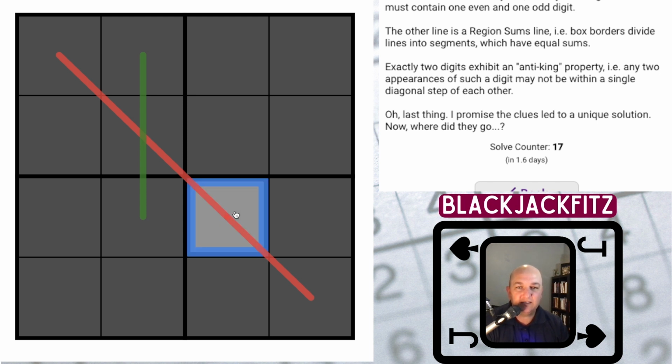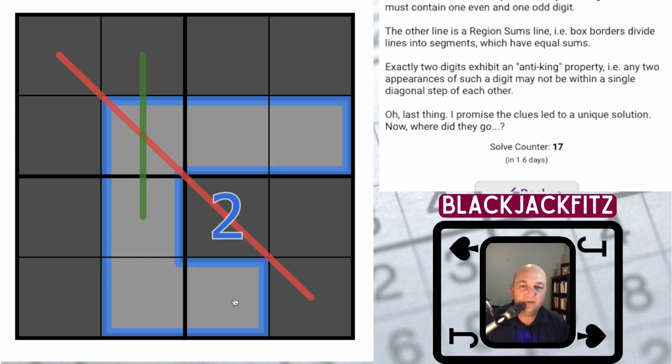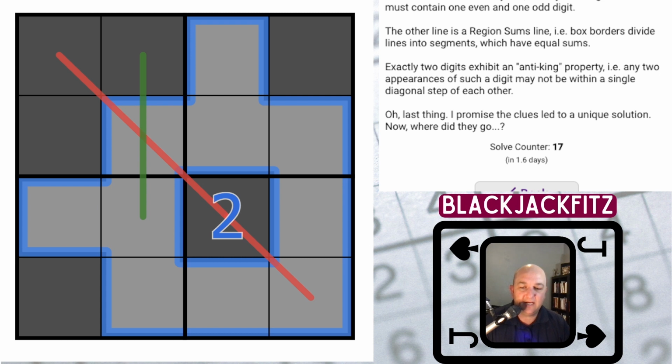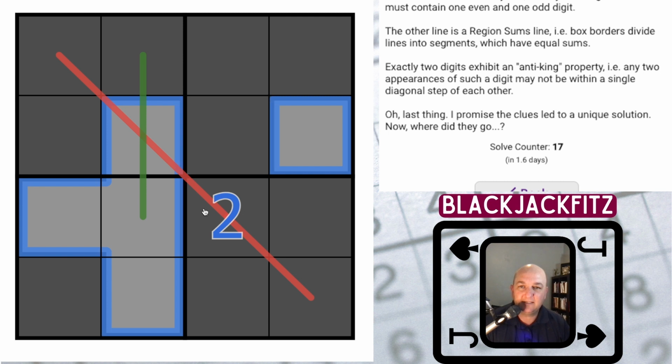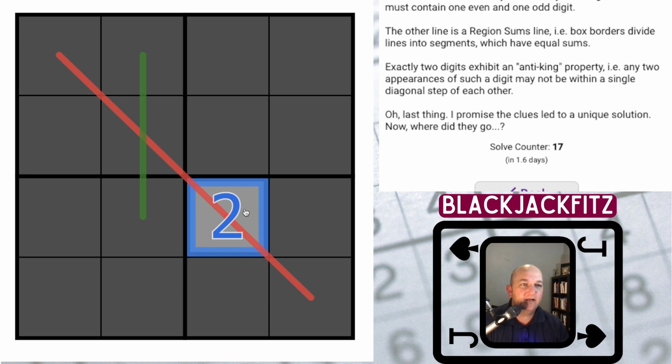So if this was a 2 and it had the anti-king property, we couldn't put 2 in any of those cells. These because they're in the same box, these because they're in the same column, these because they're in the same row, and the remaining 3 because they're a king's move away. But we don't know if 2's anti-king or not. And it says exactly 2, which is going to be interesting. So if we find 2 digits that aren't in a king's position, the other 2 have to have some kind of king's overlap somewhere.